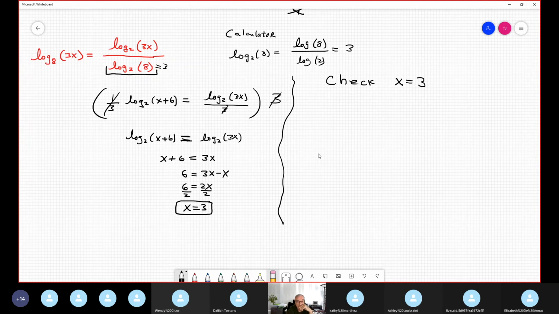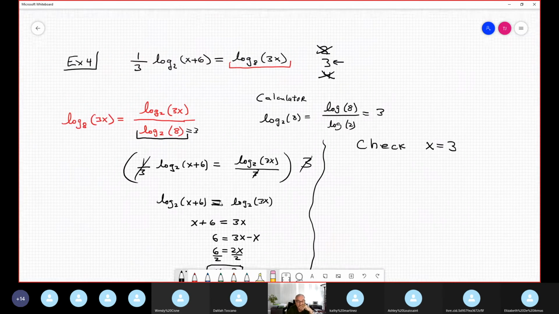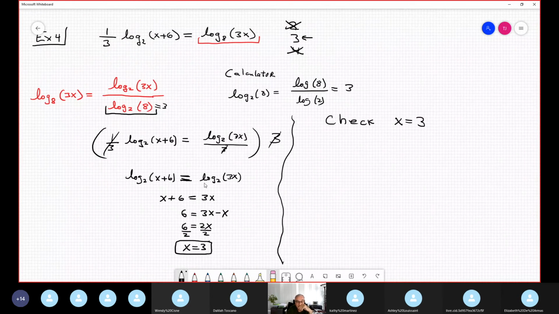Okay, I plug 3 into the original equation. What is the original equation? This is the original equation: 1/3 logarithm base 2 of 3 plus 6 should be equal to logarithm base 8 of 3 times 3.